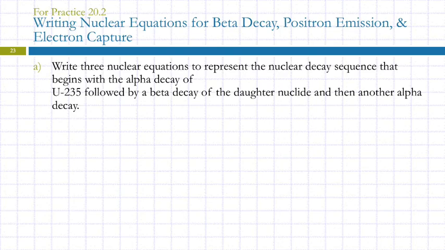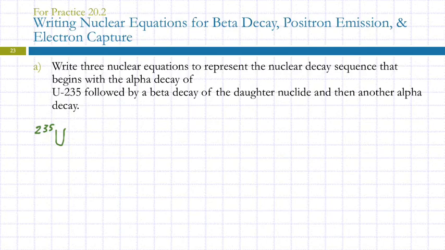Okay, let's write nuclear equations to represent the nuclear decay sequence that begins with the alpha decay of uranium-235, followed by beta decay of that daughter, and then another alpha decay. This will be fun, right? All right, if you say so. Okay, uranium-235. This is not that bad at all. Uranium-235, well, I should make that a capital, obviously, a capital U.